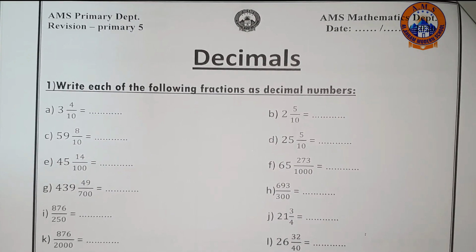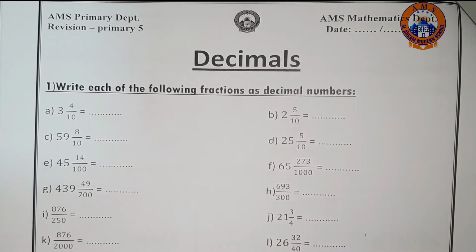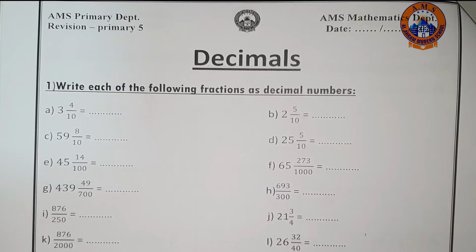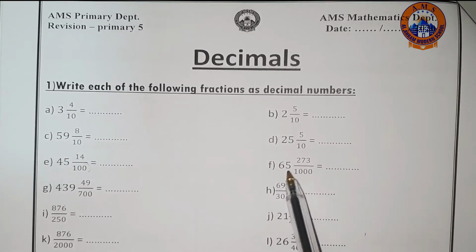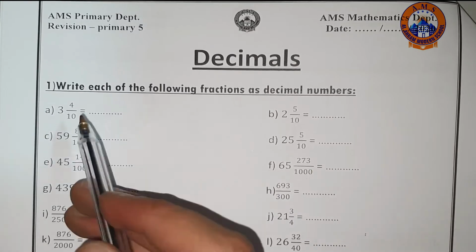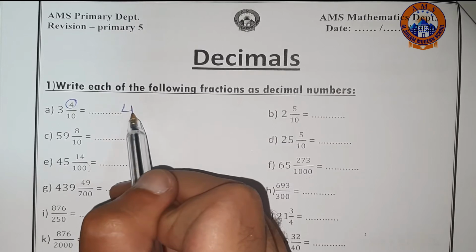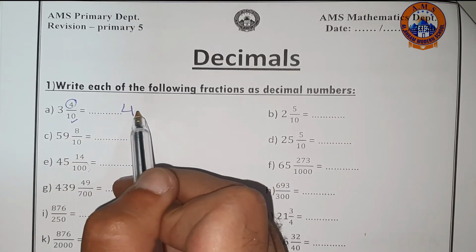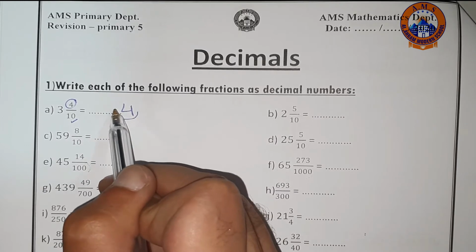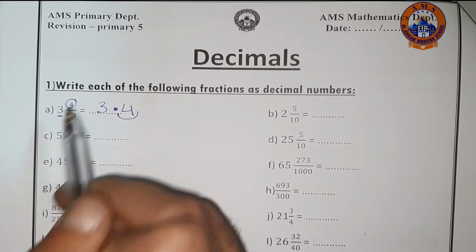First question, write each of the following fractions as a decimal number. As we know from last year, to write any fraction as a decimal, we must have a denominator of either 10 or 100 or 1000. Now, to write it as a decimal, we just put the numerator, which is 4. Then we have 10, so we're gonna pass one digit and put a point, and then we're gonna put 3 in the whole part.